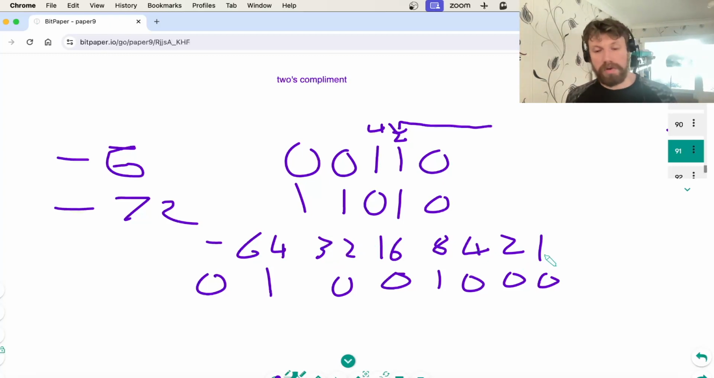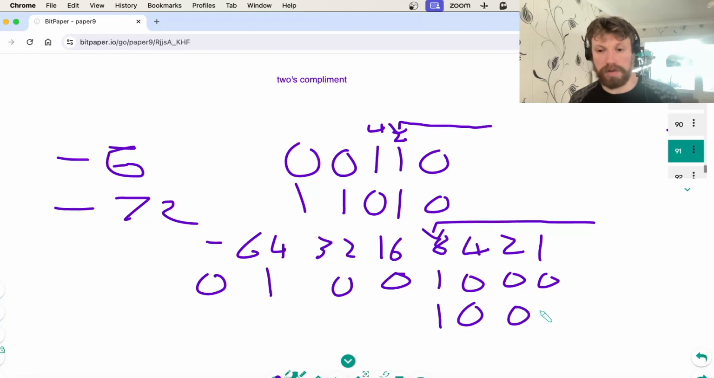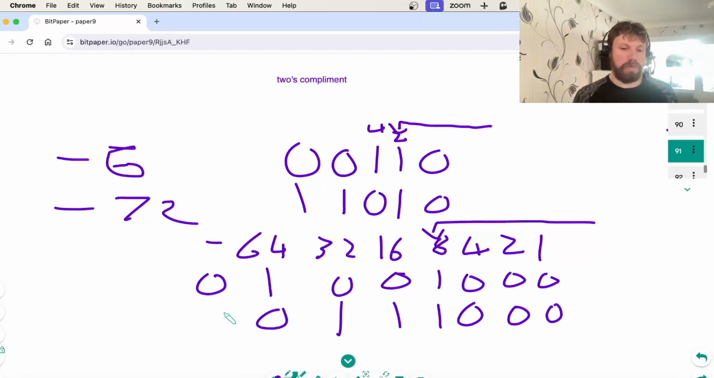The next thing that we've got to do is our method, which is to go from right to left, which is going to go there. 1, 0, 0, 0. Everything at it and before it stays the same. Everything after it is flipped. So 1, 1, 0, 1. So that's now negative 72 in binary.